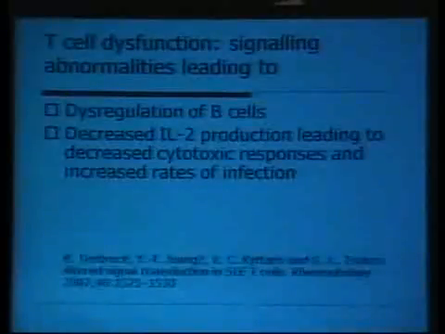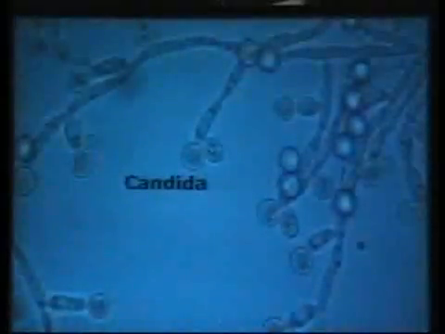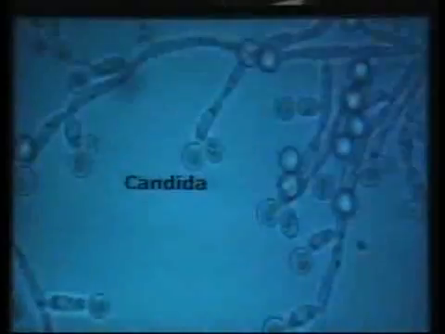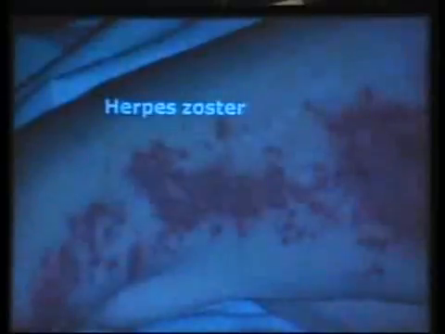And the infections which are typically associated with T cell dysfunction are Candida infections, or infections with yeast-like fungi, cryptococcal infections, and viral infections like herpes zoster, which can take a disseminated form in someone who has severe suppression of T cell mediated immunity, and reactivation of mycobacterial infection.